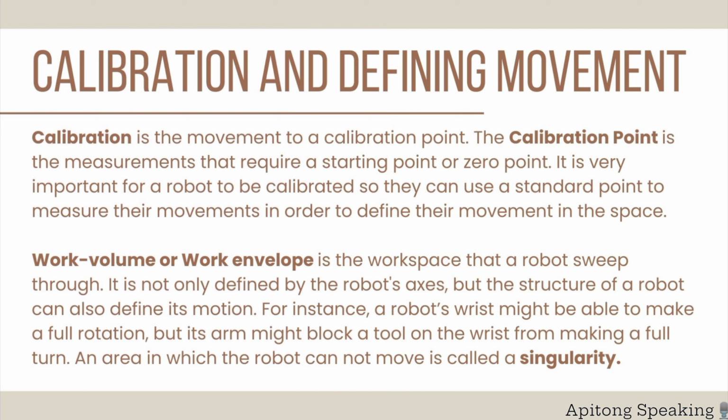Next we have here is the work volume or work envelope. So this is the workspace that a robot sweeps through. It is not only defined by the robot's axes, but the structure of a robot can also define its motion. For instance, a robot's wrist might be able to make a full rotation, but its arm might block a tool on the wrist from making a full turn. So, the area that the robot cannot reach is called a singularity.